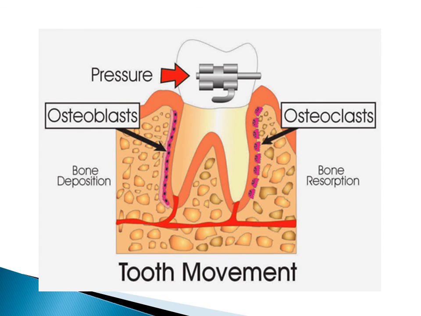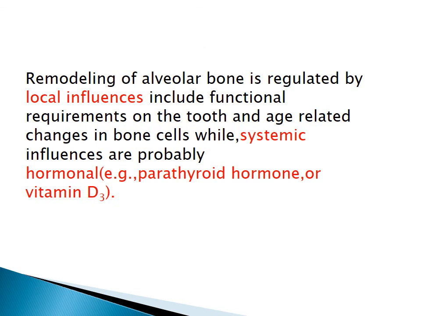This slide shows the tooth movement and the bone resorption and deposition in the process of the action of the osteoclast and osteoblast cells as a result of the pressure of the orthodontic appliance. Remodeling of alveolar bone is regulated by local influences, including functional requirements on the tooth and age-related changes in the bone cells, while systemic influences are probably hormonal, for example parathyroid hormone or vitamin D3.